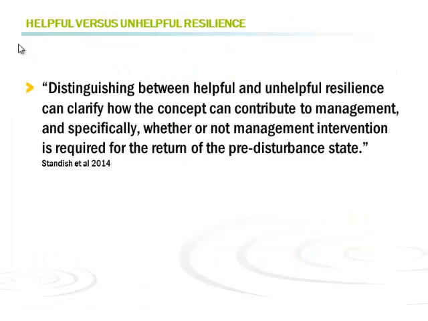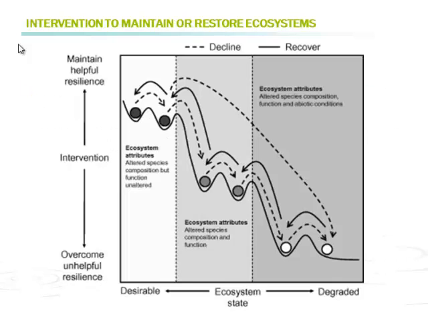But I think it's quite helpful when you start looking into your restoration and management planning. Are you in a state where you really want to be focusing on helpful resilience, or do you need to overcome unhelpful resilience? So just to help clarify, here's another expanded ball and cup diagram. Once again, up in this upper left-hand corner, the ecosystem is in a fairly desirable state. So that's sort of the healthiest, most desirable state right up there.